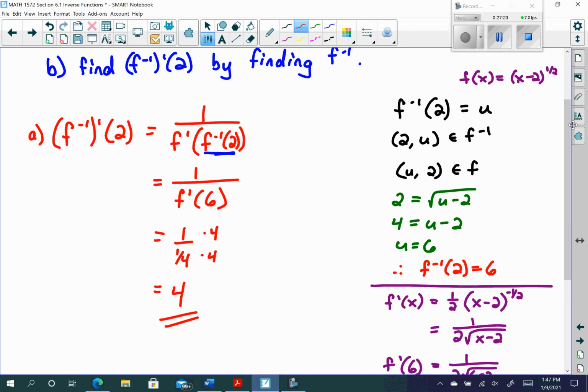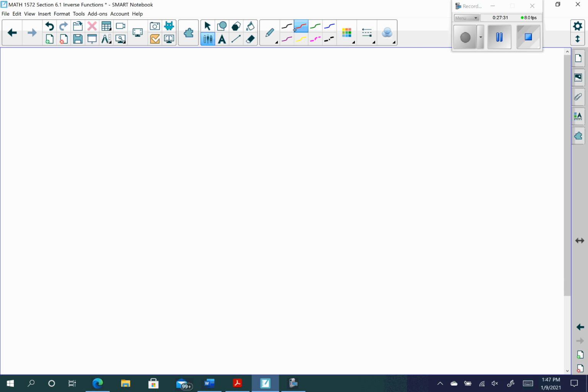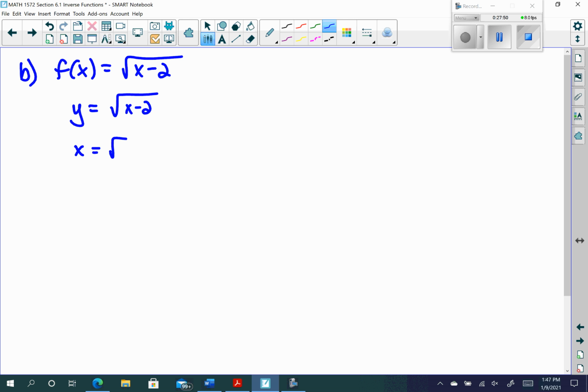Now let's try part B. Let's find the formula or expression for the inverse of f. So let's go back to f of x equals the square root of x minus 2. Let's go through those 3 steps for algebraically finding the inverse of a function. So first we say y is going to equal the square root of x minus 2. Switch x and y, so x is going to equal the square root of y minus 2.